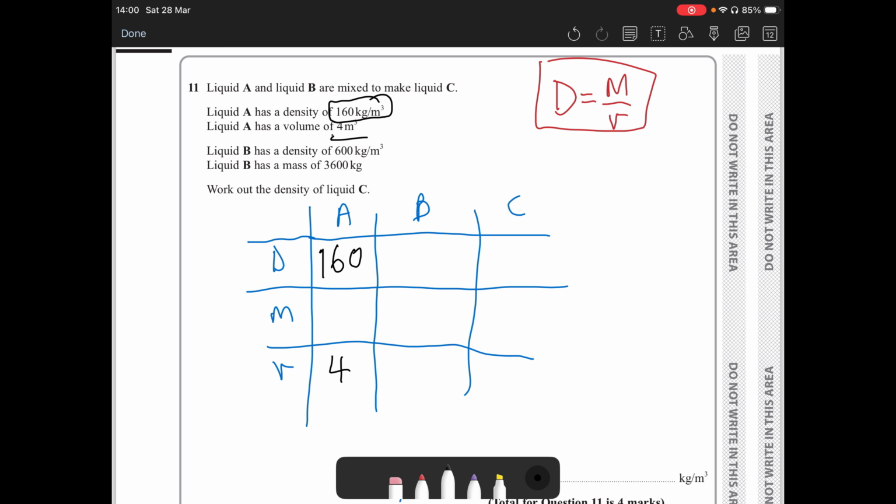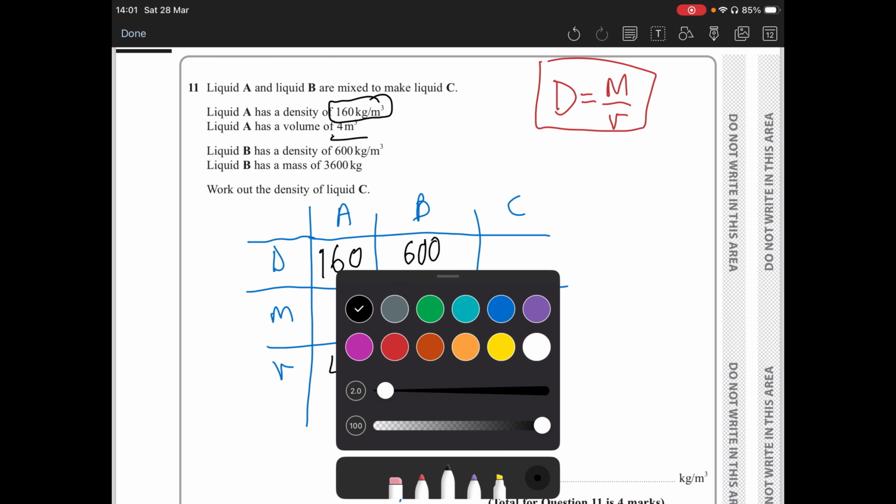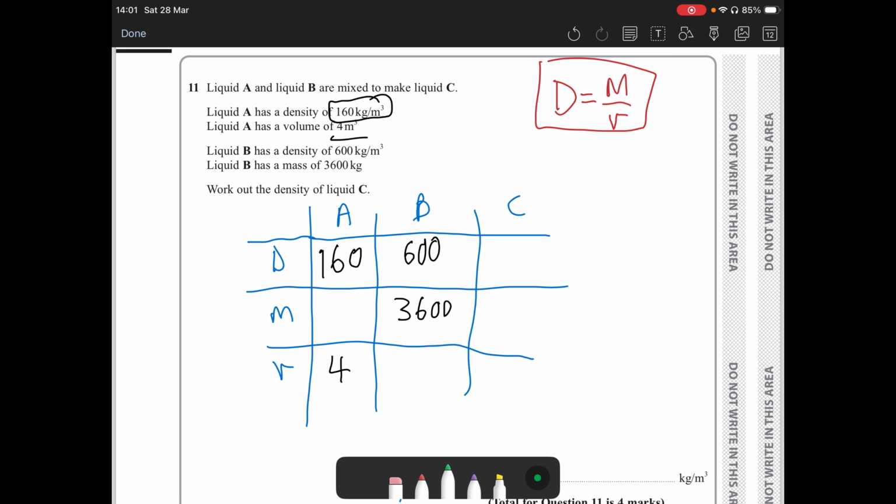Same with B. B has a density of 600. It's a bit more dense. And it has a mass of 3600 kg. And it wants the density of C. So this is what we are after.